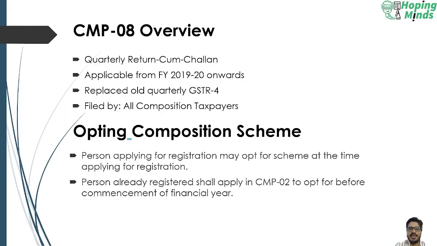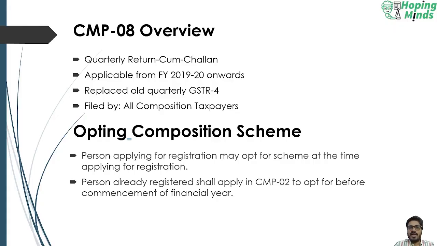So next is CMP-08. Let us have an overview of the CMP-08 return, that is the quarterly return for the taxpayers under the composition scheme. CMP-08 is a quarterly return cum challan. So a taxpayer is required to declare his quarterly turnover in CMP-08 and pay taxes at the applicable rates. So CMP-08 is a return cum challan.